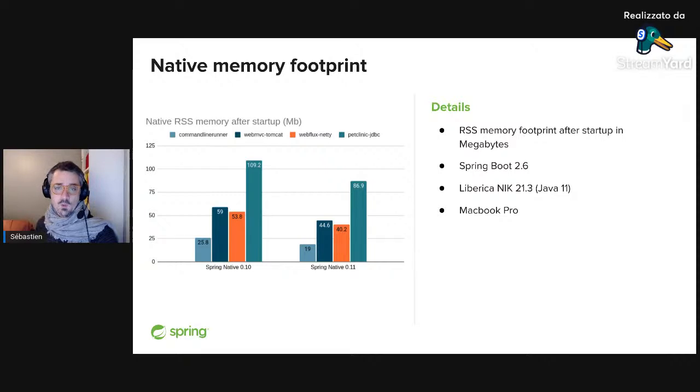So what we see is that we have between 20 and 30% lower memory footprint between Spring Native 0.10 and Spring Native 0.11. That's pretty huge for exactly the same kind of application. You can see that here. This is the memory consumption after startup, so the native RSS memory, everything included. You can see that we can run a Spring Boot application with less than 20 megabytes for a very basic one, less than 50 megabytes for a web one, and less than 90 megabytes for the famous Petclinic sample. Here, this is a Spring Data JDBC variant. So I think that's pretty good figures.